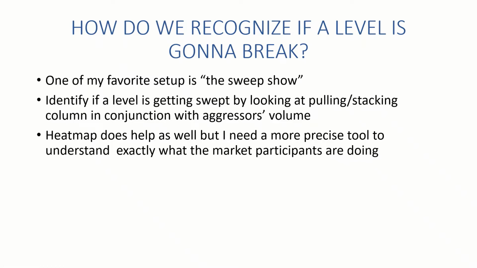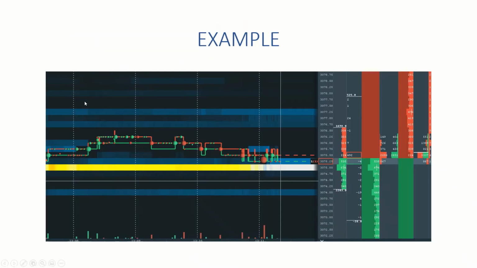Basically, the setup works by identifying if a level is getting swept by looking at the pulling and stacking column in conjunction with aggressor volume. The heat map also helps, but I like the pulling and stacking column a little more because it's a more precise tool to understand exactly what the market participants are doing, and it gives me a number reference that I use very much.